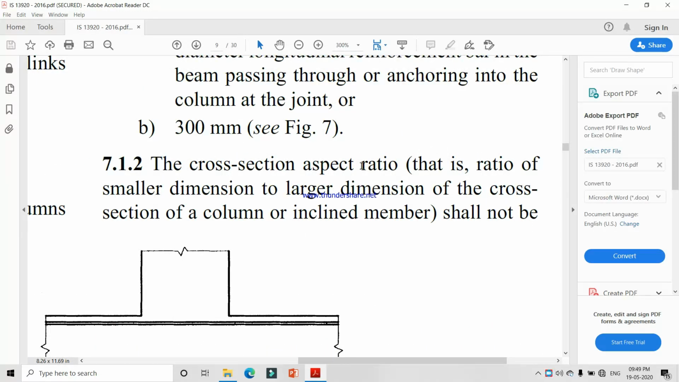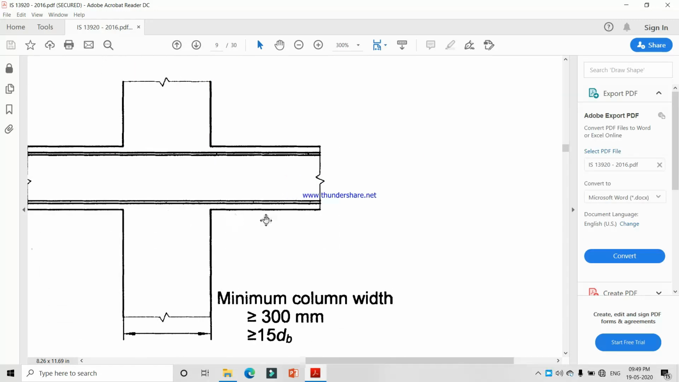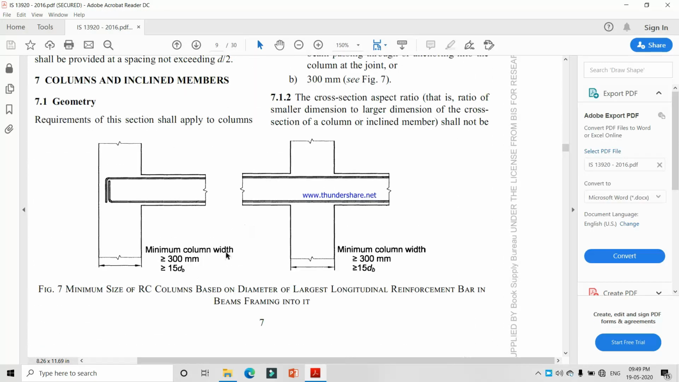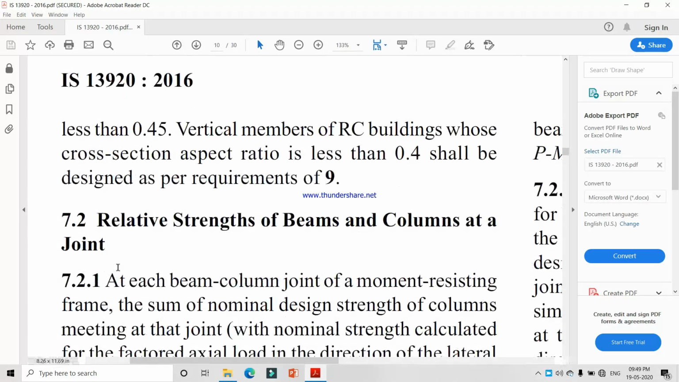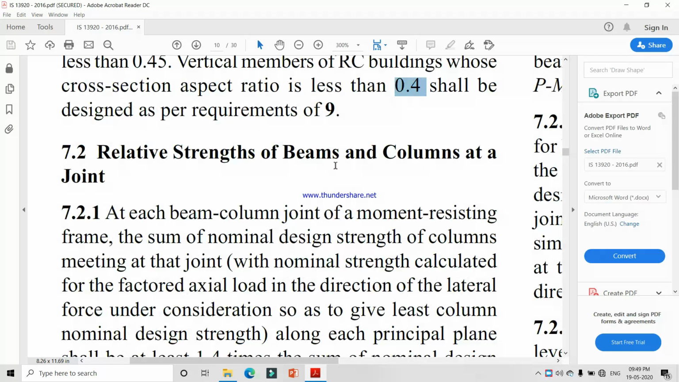These are the cross section aspect ratio. The ratio of the smallest dimension to the largest dimension of the cross section of the member shall not be less than 0.45, and for the RC building the cross section ratio of 0.4 shall be designed.